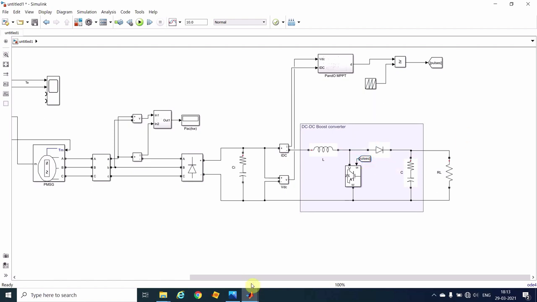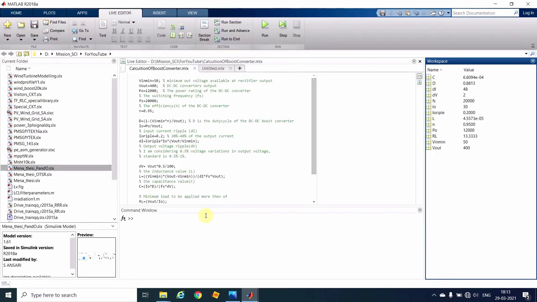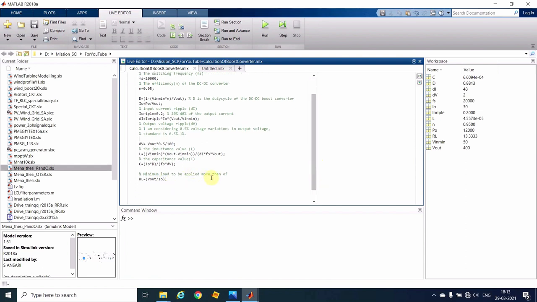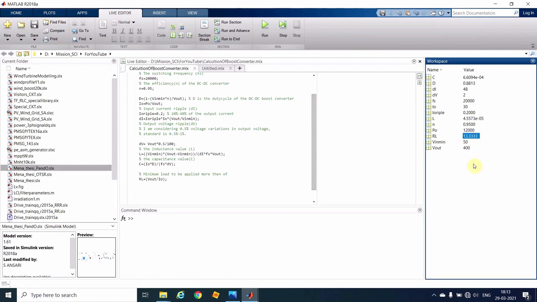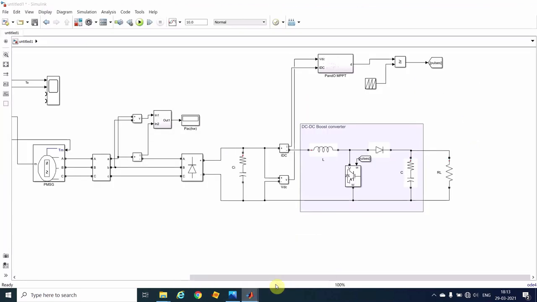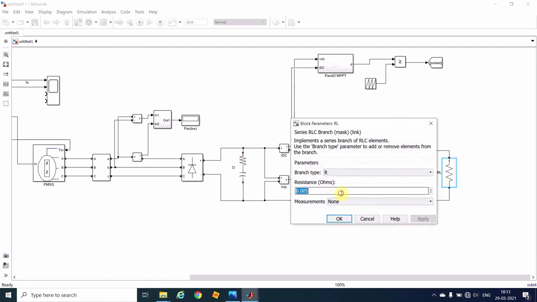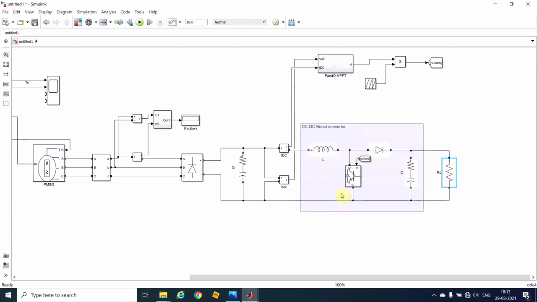Okay, so again I'm going back, and here what is the minimum load to be connected? More than this, RL equal to V out by I naught. So this is nothing but 13.33. So more than this minimum load we have to apply. So here I will apply 13.5 ohm.